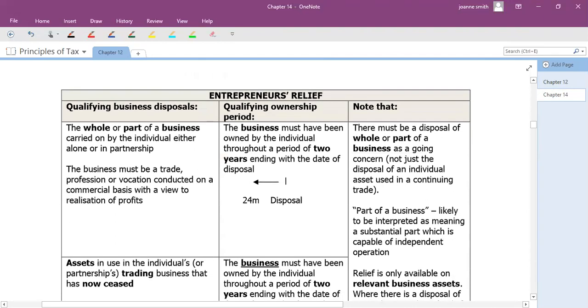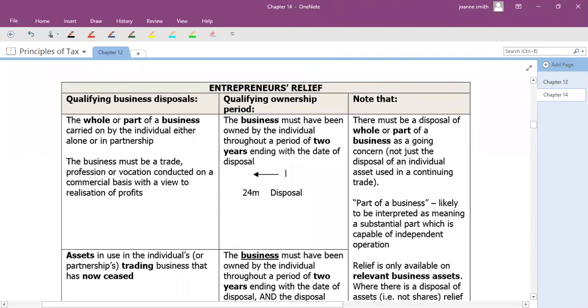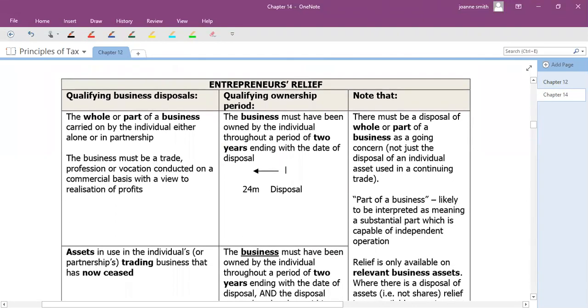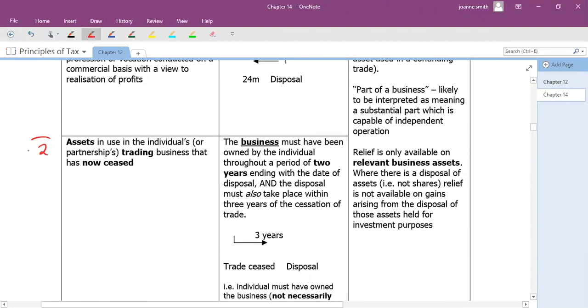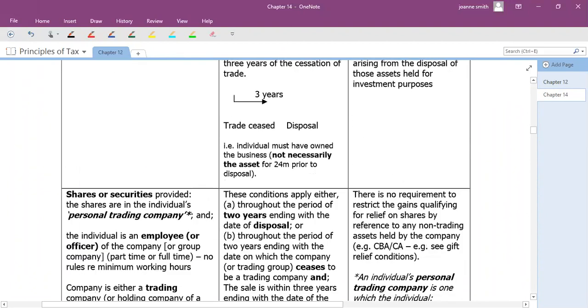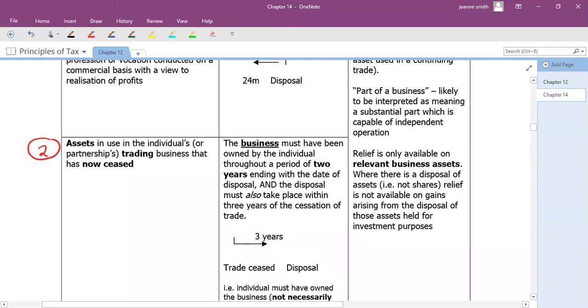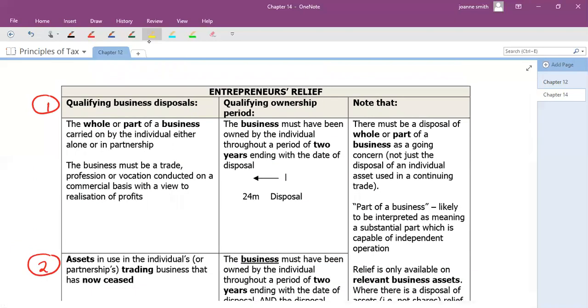And we've got this over the page in a table. Now, don't get too overwhelmed by how much information is in the table. Just pull out the key things to make sure you understand it. So basically, you've got three situations: business assets, cessation of a trade, and shares. So we're going to look at these three categories and pull out the key things that we need to remember.